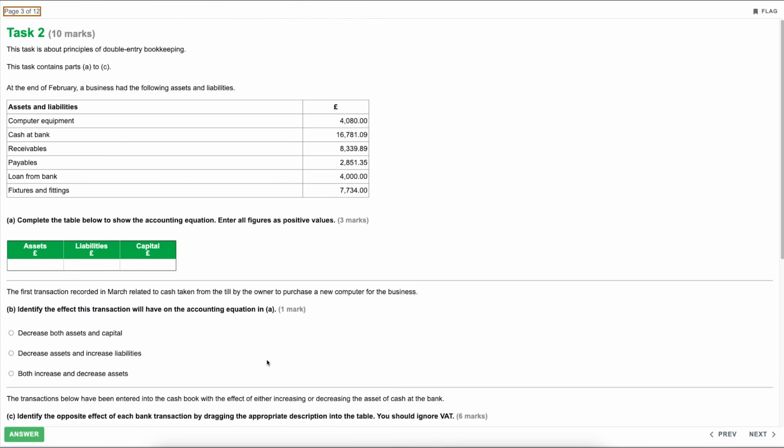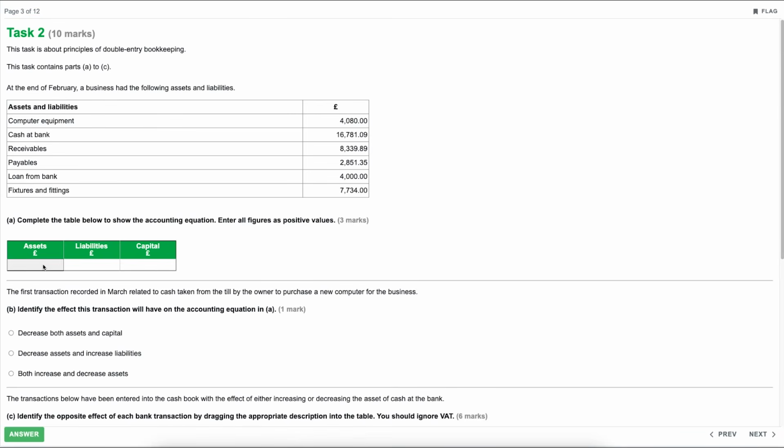We then have a loan from the bank. Now a loan from the bank, we owe back to the bank. It's obviously not free money, it's something that the business owes, and therefore is a liability. And then lastly, fixtures and fittings would be again a physical asset, something that we own, and therefore an asset. So now that we've identified which category each of these falls into, all we need to do is add up all the assets, then add up all our liabilities, and we can enter in those two figures into our boxes here.